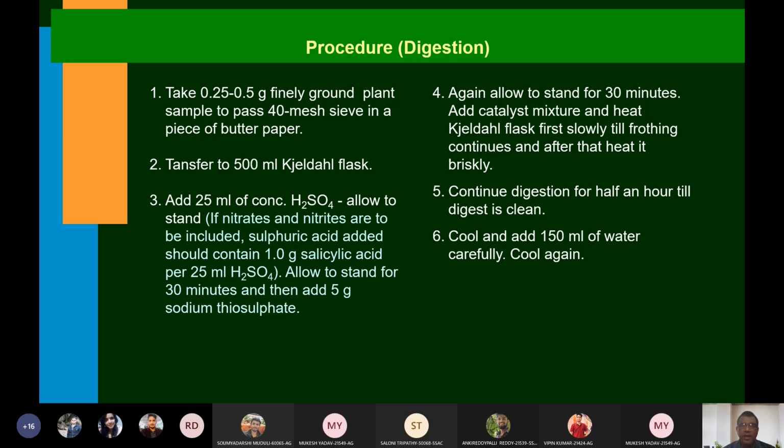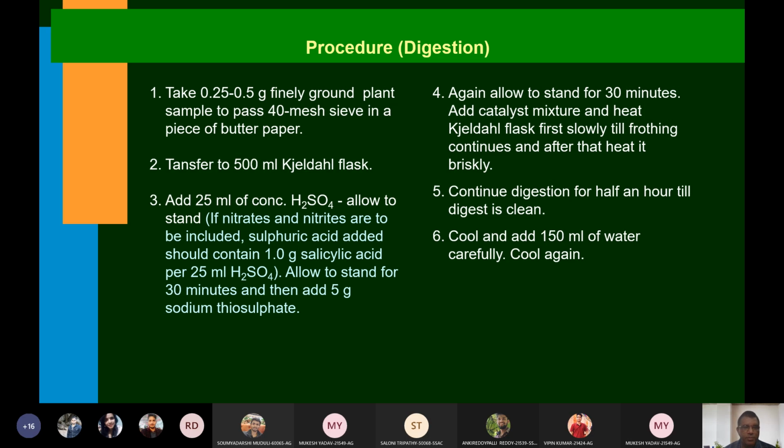There should not be any organic matter or plant sample particle visible. It should be totally a solution. It should look like a solution you digest. Whatever you get after the digestion in the Geldal flask is also called plant digest, meaning the thing which we received after digestion is digest.